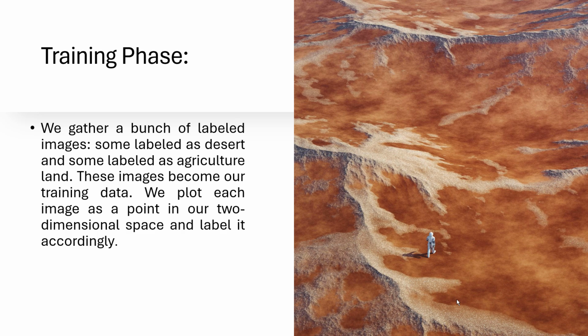In the training phase, the training data is important. The data we are giving for training is pretty important. So we gather a bunch of labeled images, some labeled as desert and some labeled as agricultural land. This is how the SVM will classify the data points of different labels. We plot each image in our two-dimensional space and label it accordingly.